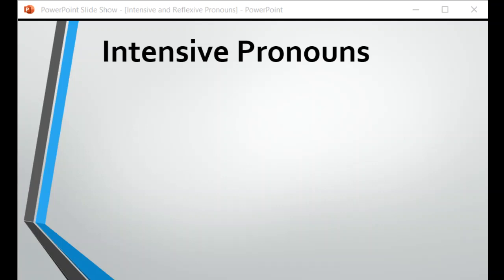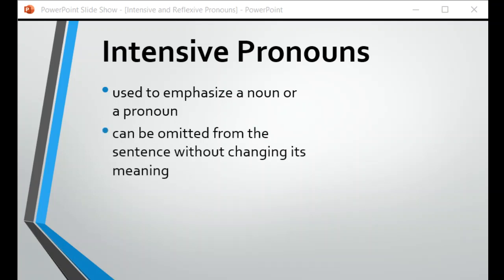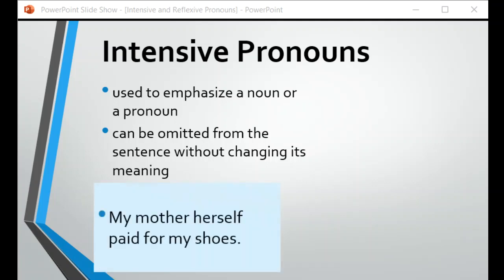Let's now have the intensive pronouns. The intensive pronouns are used to emphasize a noun or a pronoun. In Filipino, this is what we meant as mismo. So let's try our sentences. Aside from that, it can be omitted from the sentence without changing its meaning. For example, my mother herself paid for my shoes.